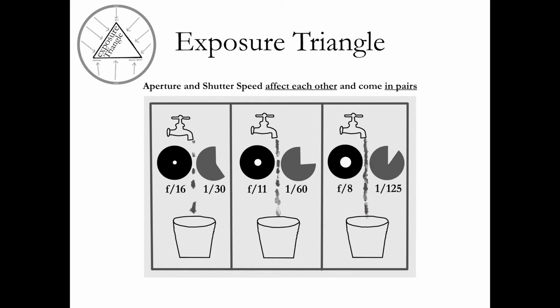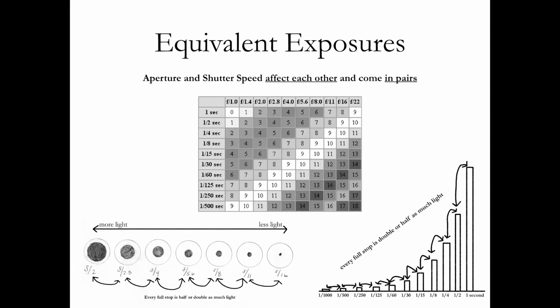Now we changed our shutter to be 4 times as fast as the first image, letting in less light, and our f-stop to let in 4 times as much light because aperture and shutter speed affect each other and come in pairs. So all 3 of these exposures are letting in the same amount of light, just with different settings. This is called equivalent exposures.